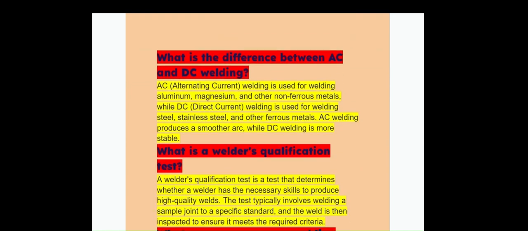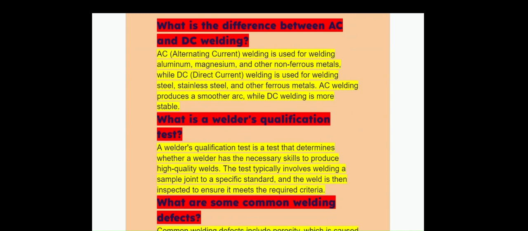What is the difference between AC and DC welding? AC, alternating current, welding is used for welding aluminum, magnesium and other non-ferrous metals, while DC, direct current, welding is used for welding steel, stainless steel and other ferrous metals. AC welding produces a smoother arc, while DC welding is more stable.